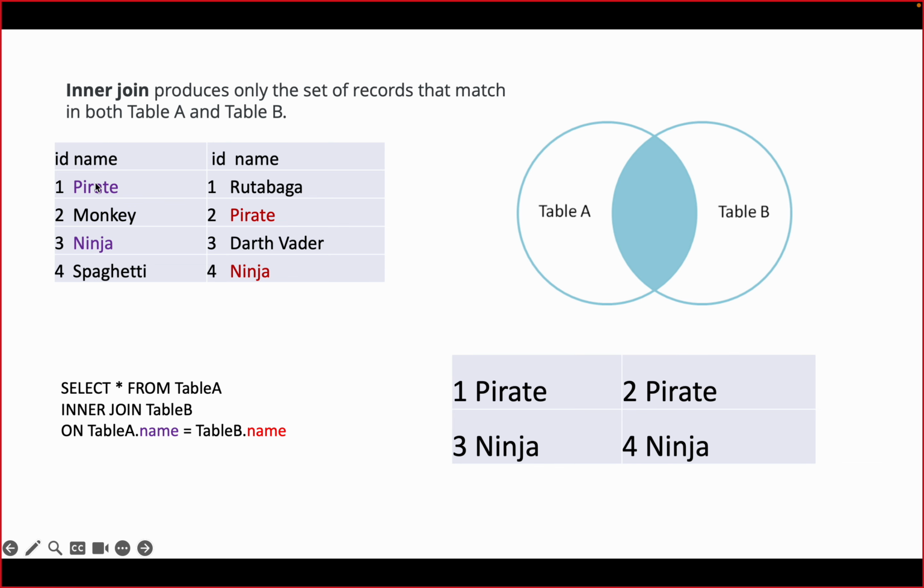Select star from table A. This is my table A. This is my table B. Select star from table A, I put an inner join with table B on a column, saying that table A dot name is equal to table B dot name. So wherever my name in table A matches with the name in table B, it will give me those results. So it would say ID 1 pirate in table 1, ID 2 pirate in table 2, ID 3 ninja in table 1, ID 4 ninja in table B. So you understand that these are the common results that are present in both the tables. So we got a common result from both the tables.